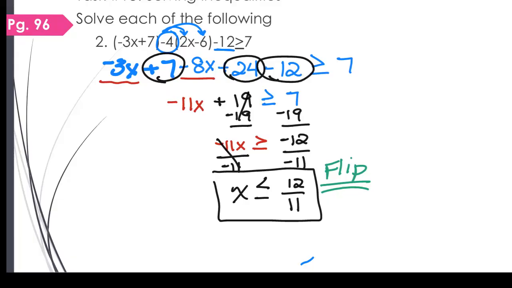Yes? Say it again. Okay, that's okay. You don't really need to. You guys are always eager to put it in decimal form. You can just leave it improper. But that's fine. It wouldn't be wrong. Okay? Any questions about this? How many of you got that answer? X is less than or equal to 12/11.